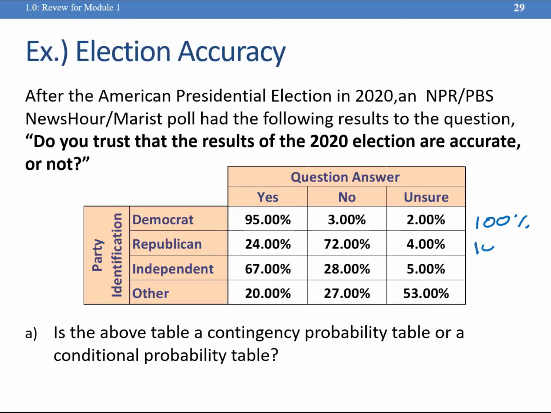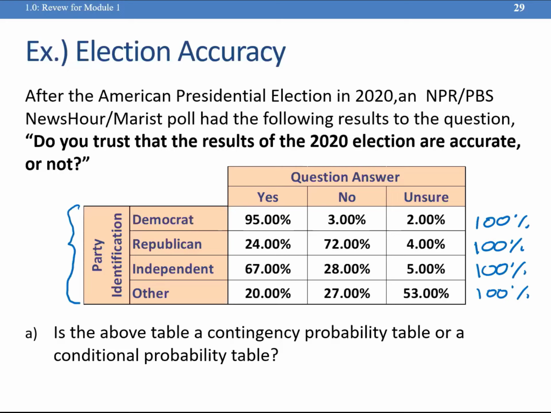This row totals up to 100%. This row totals up to 100%. This row totals up to 100%. So we can say that this is a conditional table where our conditions are the party identifications.